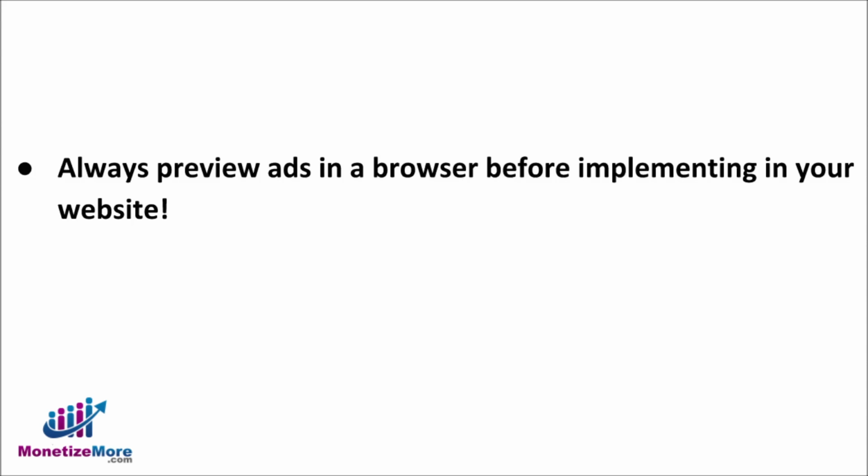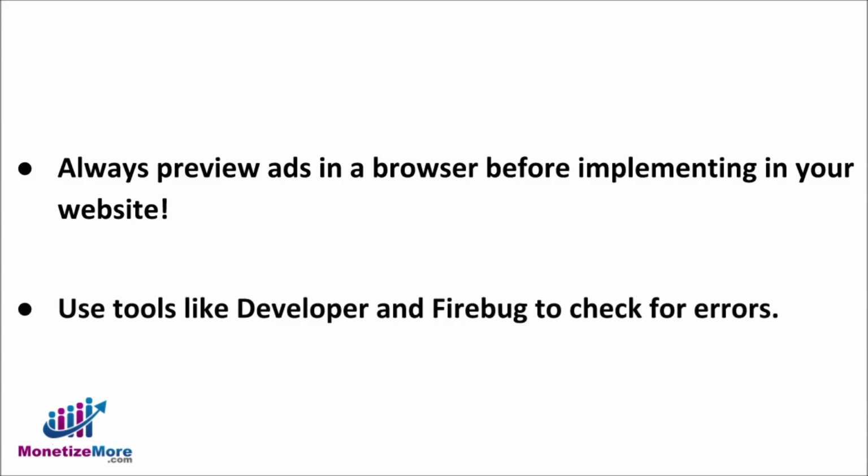Before implementing the code to your website, be sure to always preview the final ad in a browser to make sure there are no coding errors and that the jQuery code is loading properly. Tools such as Developer and Firebug, which you can find online, can help you facilitate this. Congratulations! You've created an AdSense responsive ad unit in DFP. While the process may seem rather complex at first, with practice you'll be creating responsive ad units with ease.